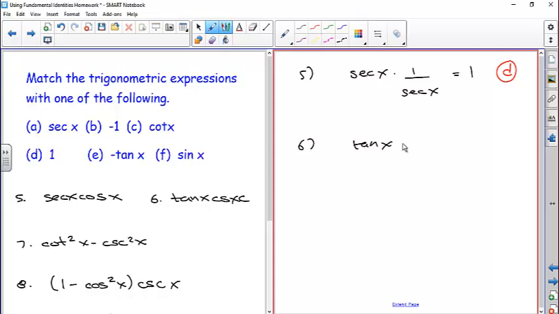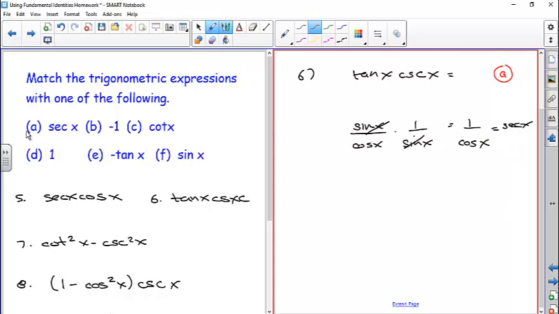Tangent of x times the cosecant of x. Because there's nothing squared here, the best thing to do is to use the reciprocal identities and the quotient identities and see if we can cancel anything out. So we get the sine of x over the cosine of x for the tangent. The cosecant is 1 over the sine. So the sines cancel out. You're left with 1 over the cosine. And 1 over the cosine is the secant, which is A. So this one's A.